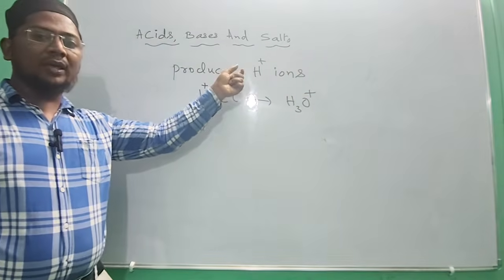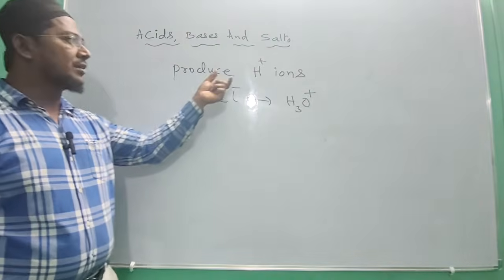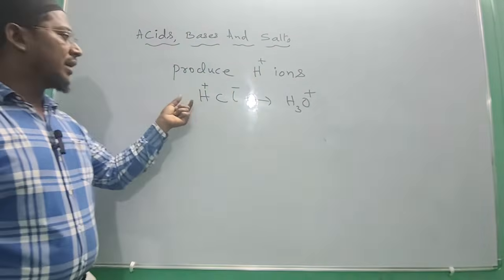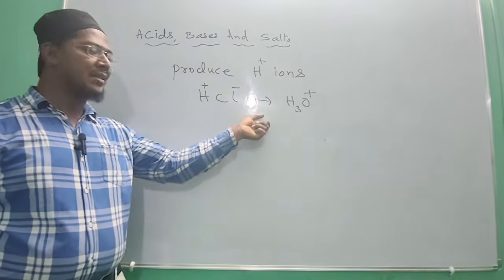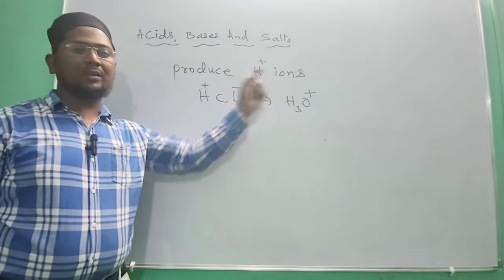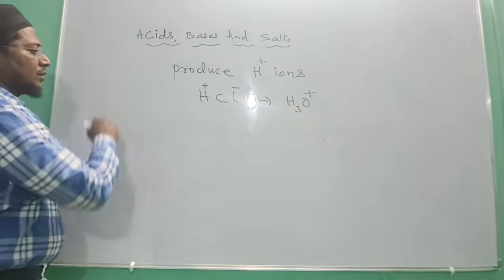Acid is always a donor of protons. That's why it has the plus sign. So HCl gives H3O plus, hydronium ions. Acids produce H3O plus ions in aqueous solution. Okay, next one.